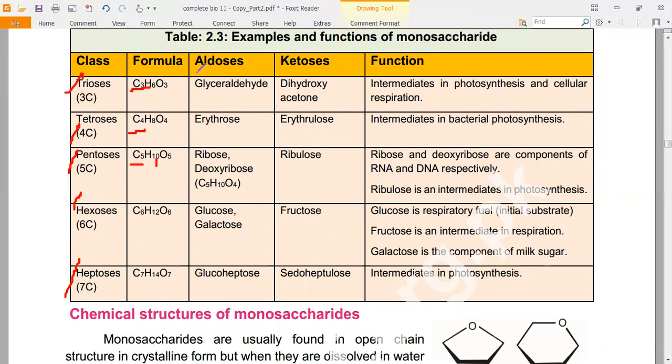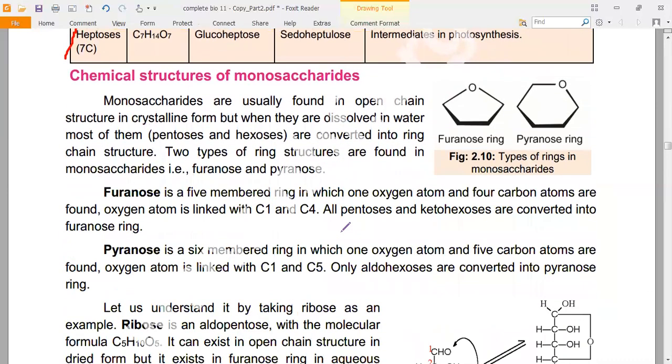If they are aldoses, they are called glyceraldehyde. If they have a keto group, they are called ketoses, and the name is dihydroxyacetone. Its function is as an intermediate in photosynthesis and cellular respiration. We'll see in chapter number 4, inshallah, this bioenergetics in detail, and what types of intermediates are formed in photosynthesis and respiration. If we see all these aldoses and ketoses, most of them are photosynthesis and respiratory intermediates, as well as energy sources.